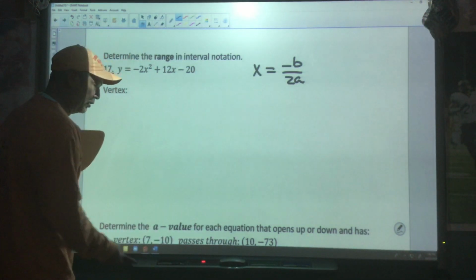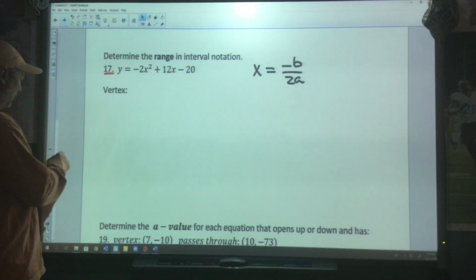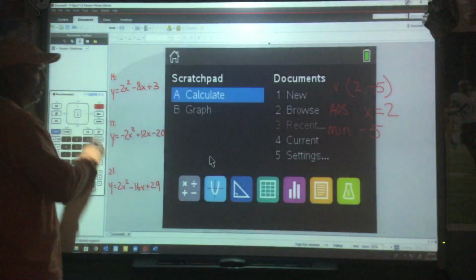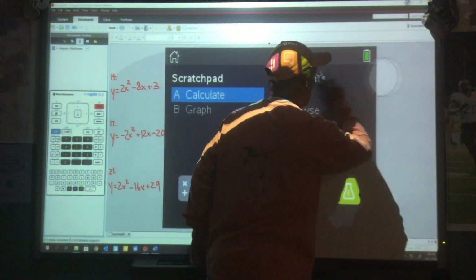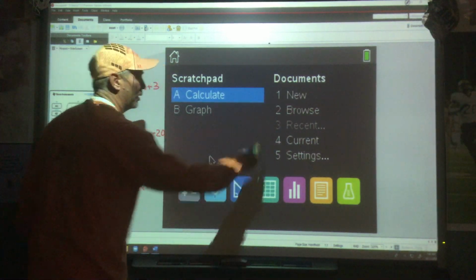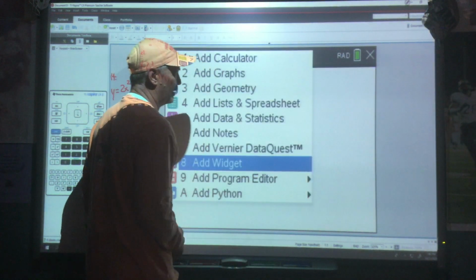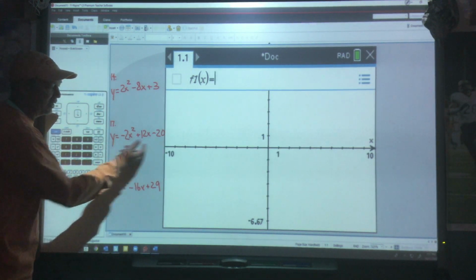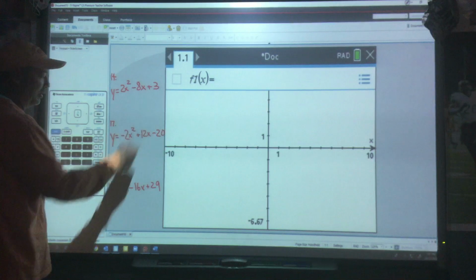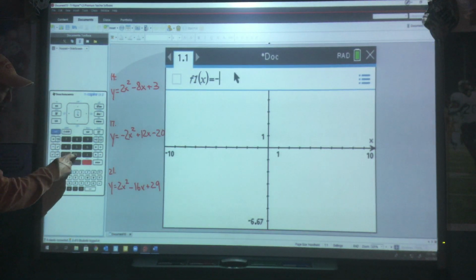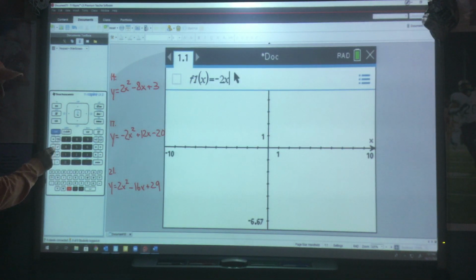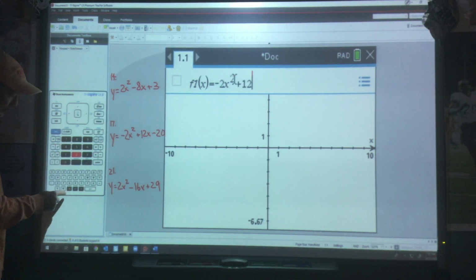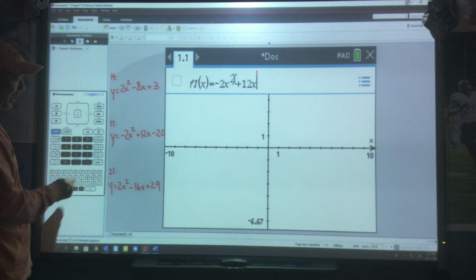But we're going to go to the calculator because you like to use the calculator. Let me erase this right here. We're going to say a new document, not going to save it, and we need a graph. This is our equation. We're doing problem number 17 on the review. We're going to input this: negative 2x squared plus 12x minus 20.